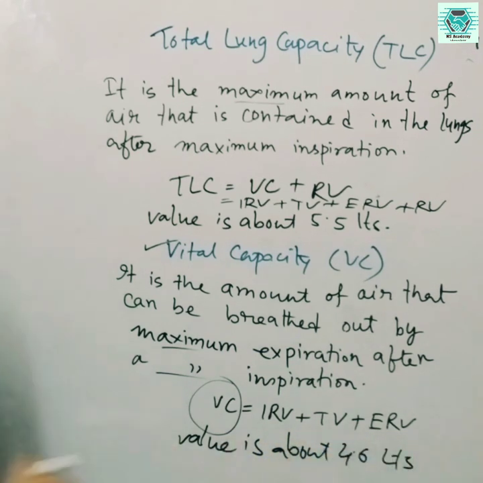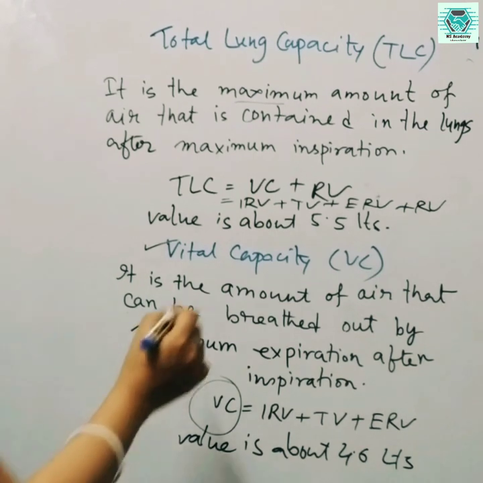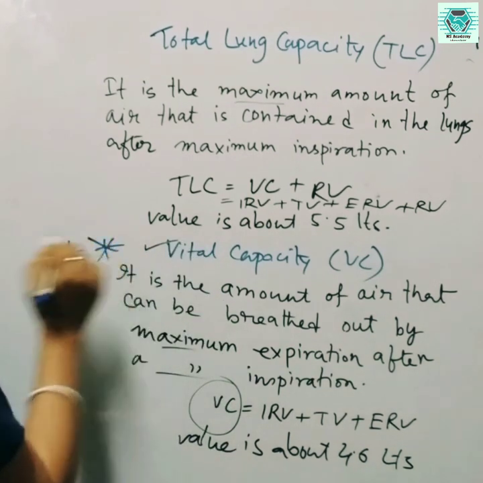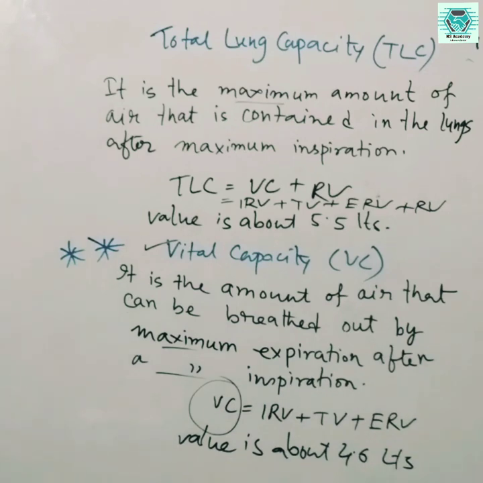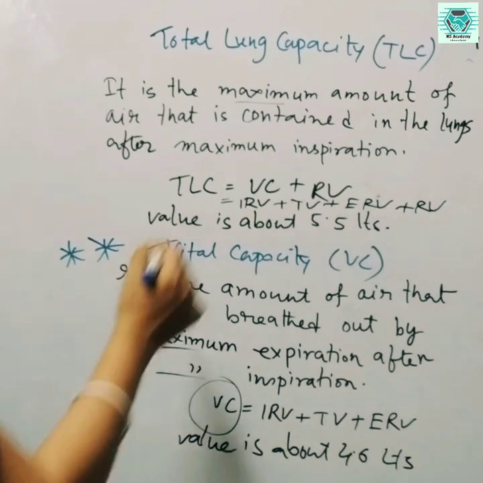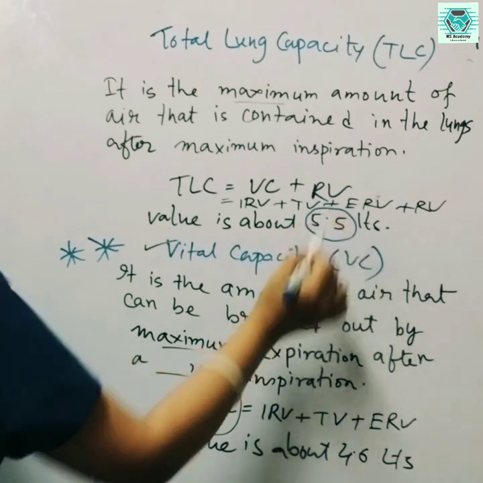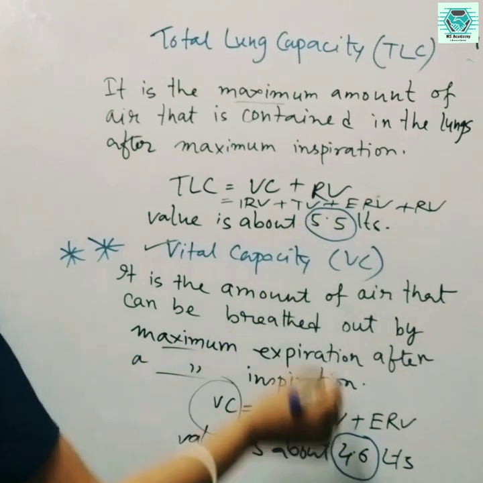The value is about 4.6 liters, right? A person with good physique shows high VC. VC is frequently measured as it is a very useful index of lung function. So vital capacity is a very important and useful index for lung function, and the measured value is expressed as a percentage of the predicted VC. Okay, so these are very important values.